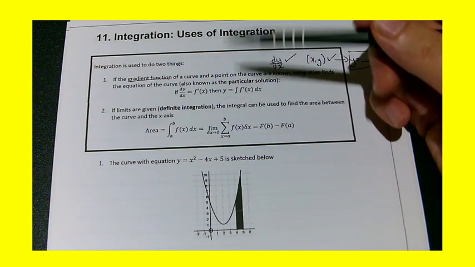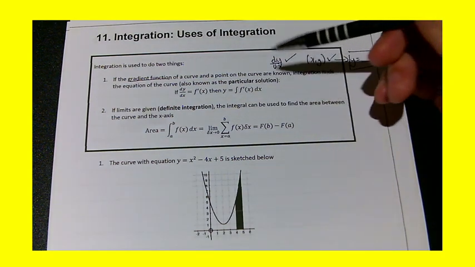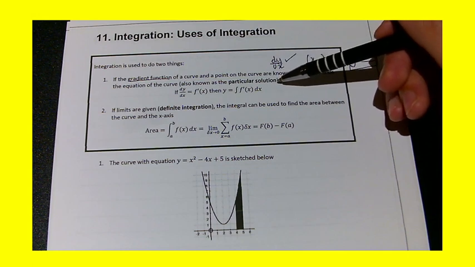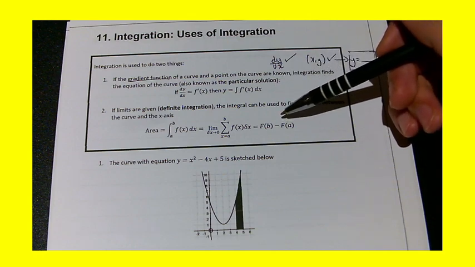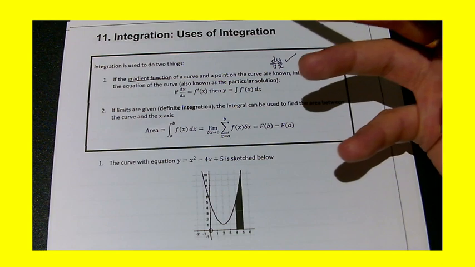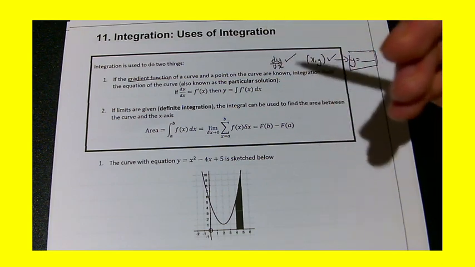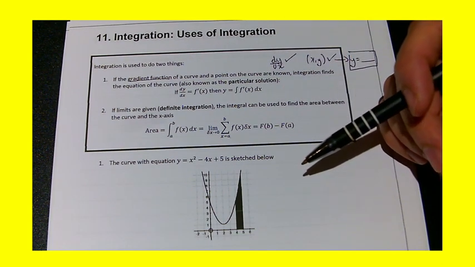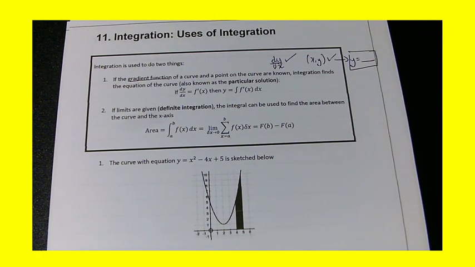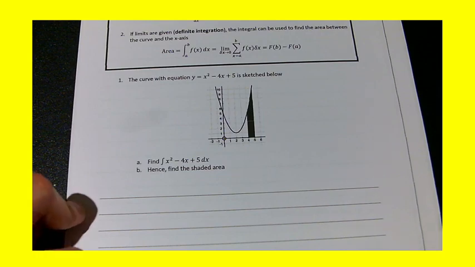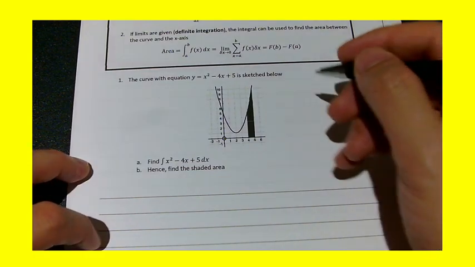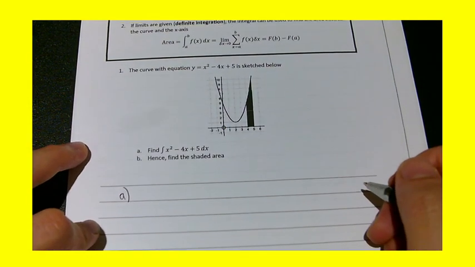Okay, so the technique for finding a particular solution for the first use of integration, and the use of integration to find area, they have quite a clear and methodical process, and you need to follow that really well to get all the marks. So we've got this question here: y equals x squared minus 4x plus 5, and it's sketched below. Part A just asks you to find the integral of it, or to integrate it.